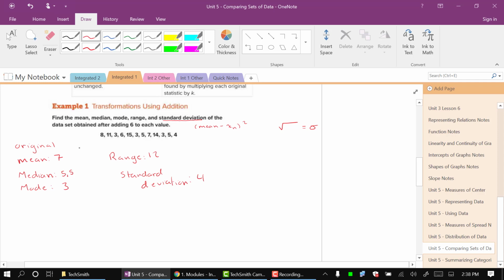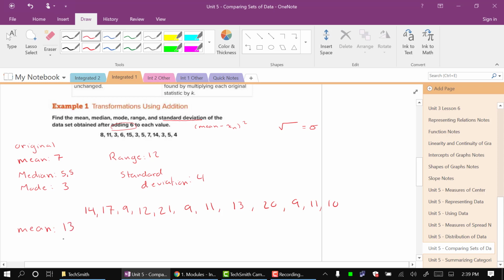Now, if we were to change this data set with a new constant, our constant is going to be 6. So all of our new numbers in this data set would be 14, 17, 9, 12, 21, 9, 11, 13, 20, 9, 11, 10. So there are two ways that we can do this. The first way is I can add 6 to each one of these and then just move on from there. The second way is I can find my new mean, median, mode, range, and standard deviation based off the original. It doesn't matter which one you use, both of them are going to end up giving you the same thing.